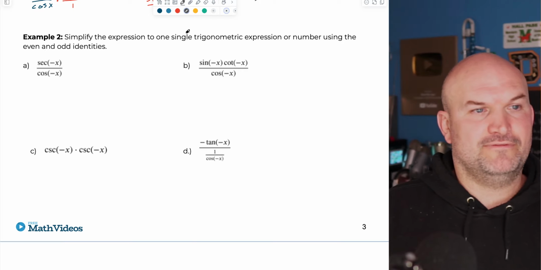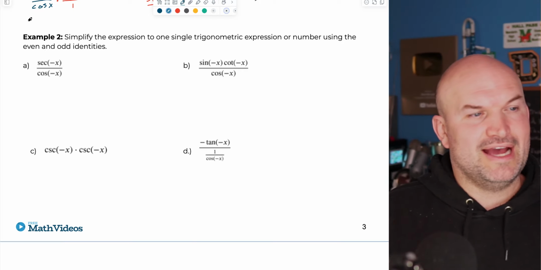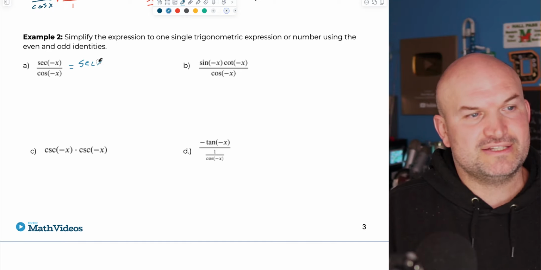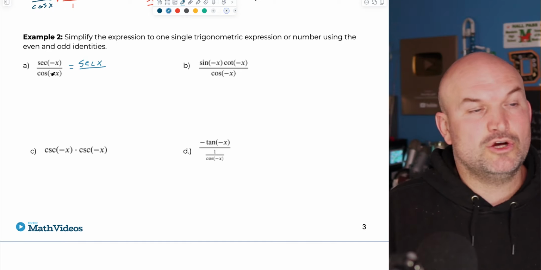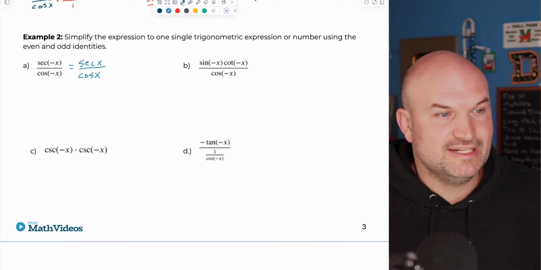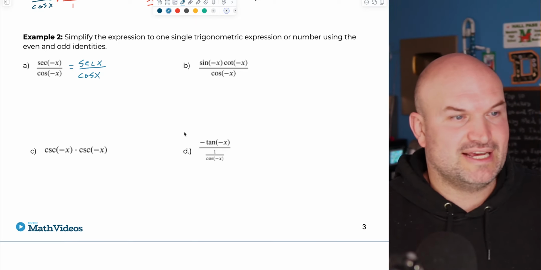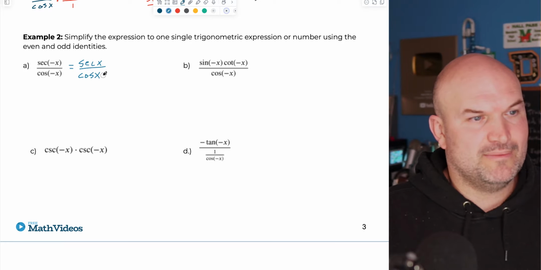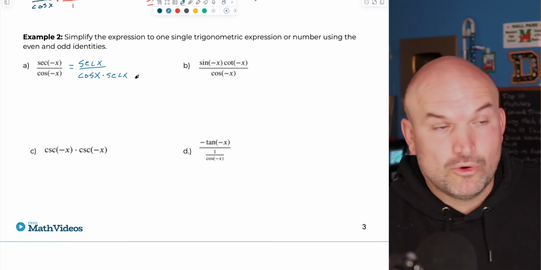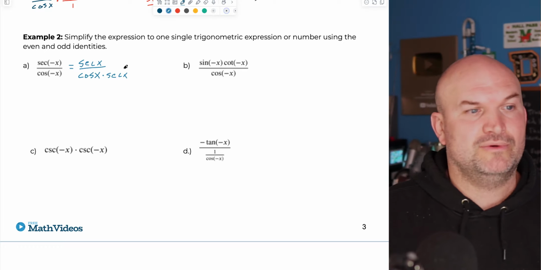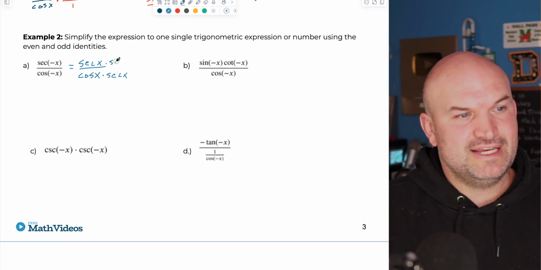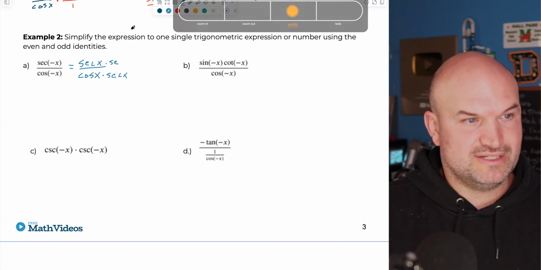So first one. Here I have the secant of x divided by cosine of negative x, which I know is just going to be the cosine of x. So now I just need to do some simplifying in this case. I could say, all right, if I multiply by the reciprocal, which would be a secant of x, that's a reciprocal, or you can multiply by 1 over cosine if you want to.